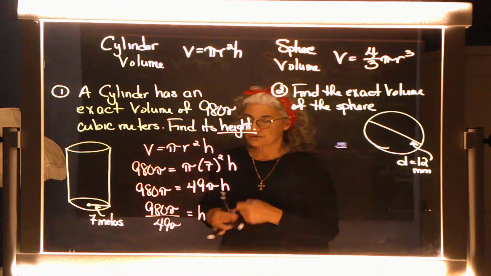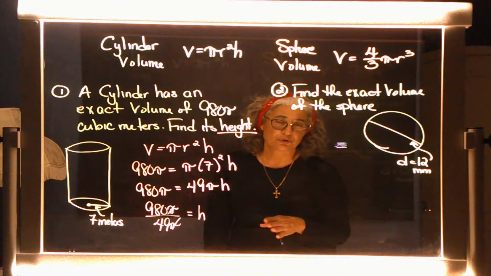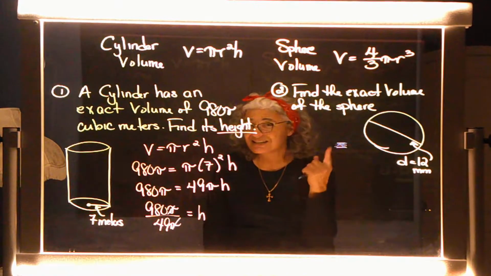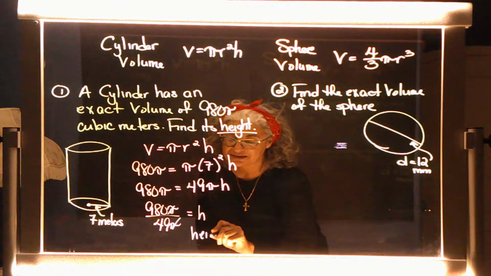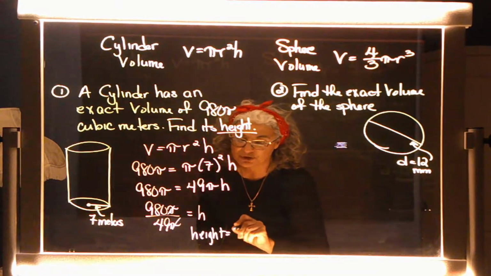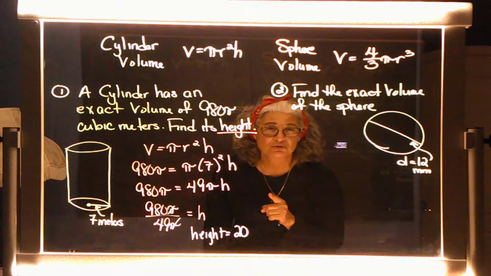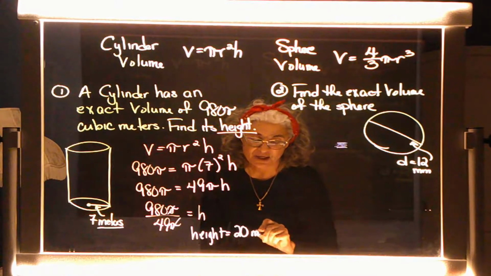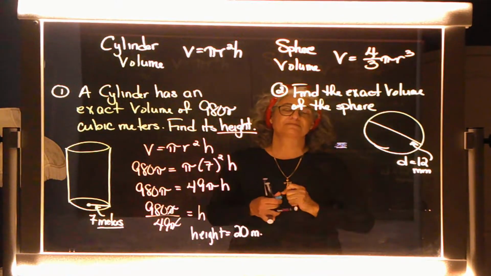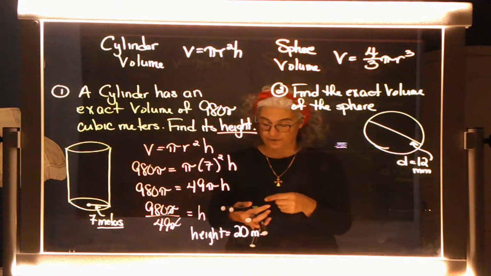And when I reduce, the pi's cancel. Even the 49 and the 980 will reduce, won't it? What'd you guys get? I know some of you are on your calculator. Good. We have the height is equal to 20. 20 what? What's my units? Yes, 20 meters, and M is short for meters. Good? Excellent. Okay, let's look at the second problem.